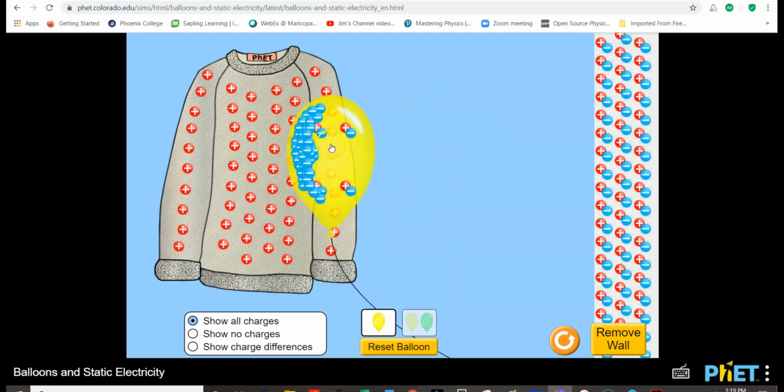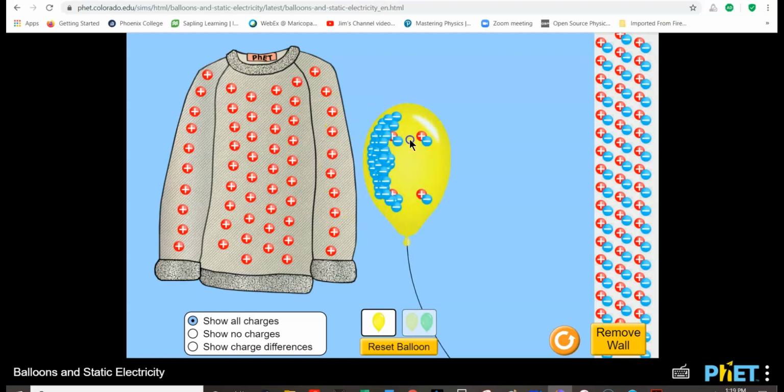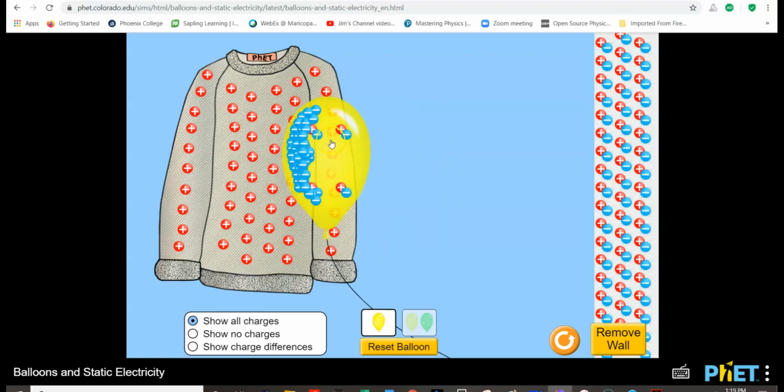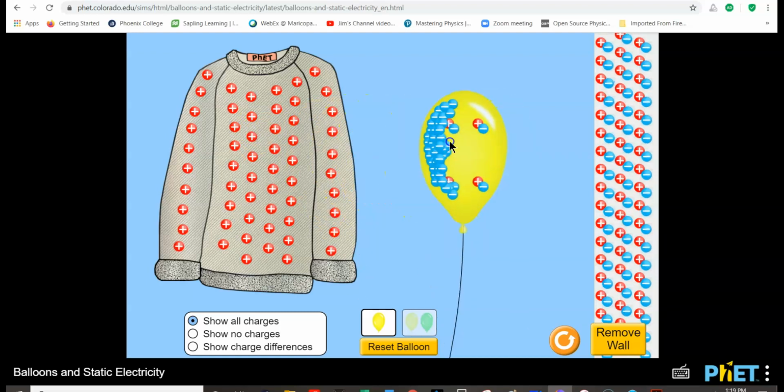They're now stuck on this balloon. Okay, and notice when I let it go, it is now attracted and wants to stick to this shirt, because the electrons are trying to jump back onto these protons. Well, now if I bring it over here to this neutral wall, what do you think is going to happen? Do you think the balloon is going to again hit the wall and fall to the ground? And remember, this balloon is now a net negative charge.